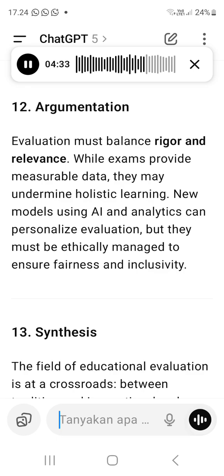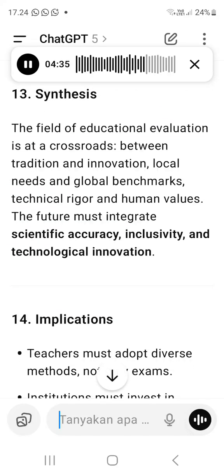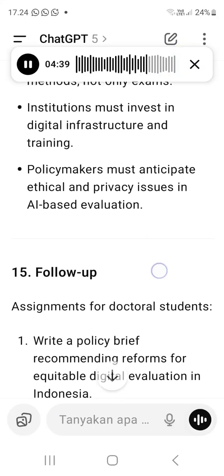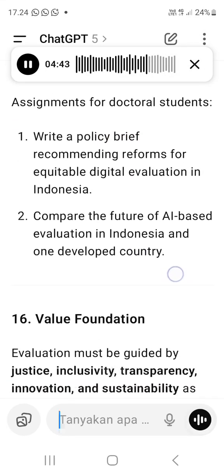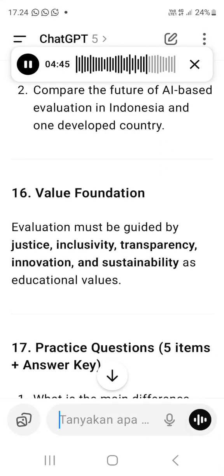15. Follow-up assignments for doctoral students. 1. Write a policy brief recommending reforms for equitable digital evaluation in Indonesia. 2. Compare the future of AI-based evaluation in Indonesia and one developed country.